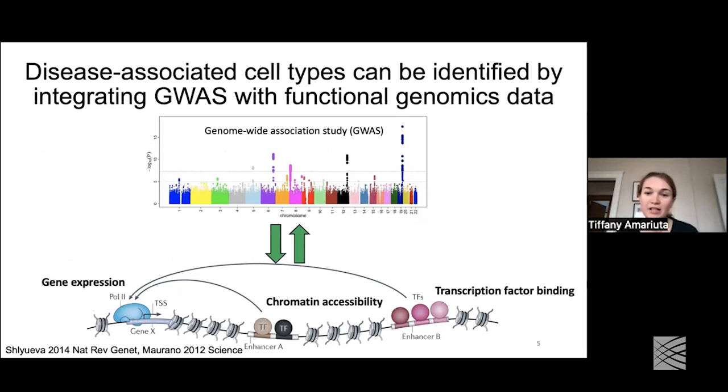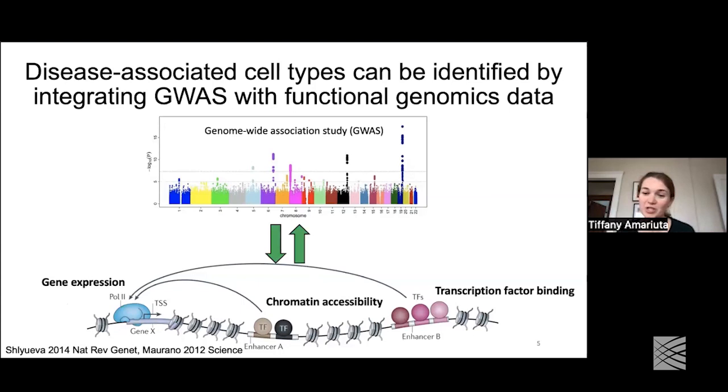So often in GWAS, we identify these peaks of association, and typically to understand the underlying functional mechanism of these genetic associations, we intersect their positions with different types of functional annotations, such as those pertaining to gene expression regulation. So this might involve annotations of chromatin accessibility, which pertains to the three-dimensional organization of DNA, and relates to either the activation or suppression of gene regulation.